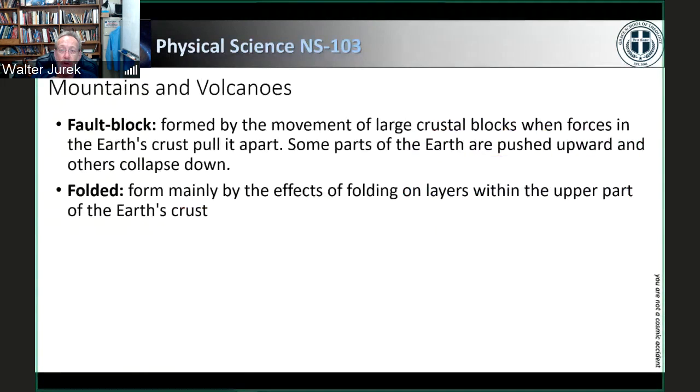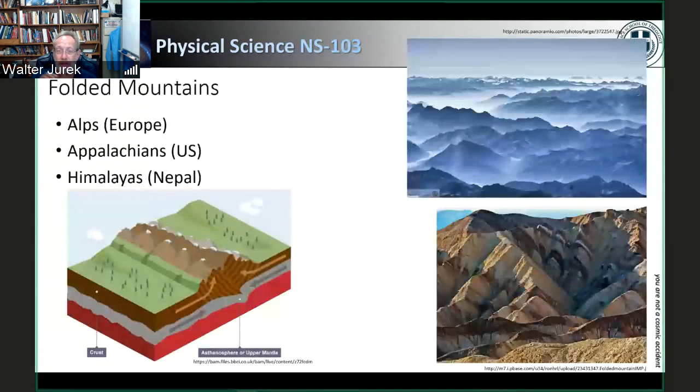Now the next type is called a folded mountain. Okay? And again, picture 1,000 words. The folded mountains, examples of that are like the Alps, the Appalachian over in the eastern U.S., the Himalayas, especially in Nepal. Okay, the diagram here shows kind of the movement of the plates and how they fold.